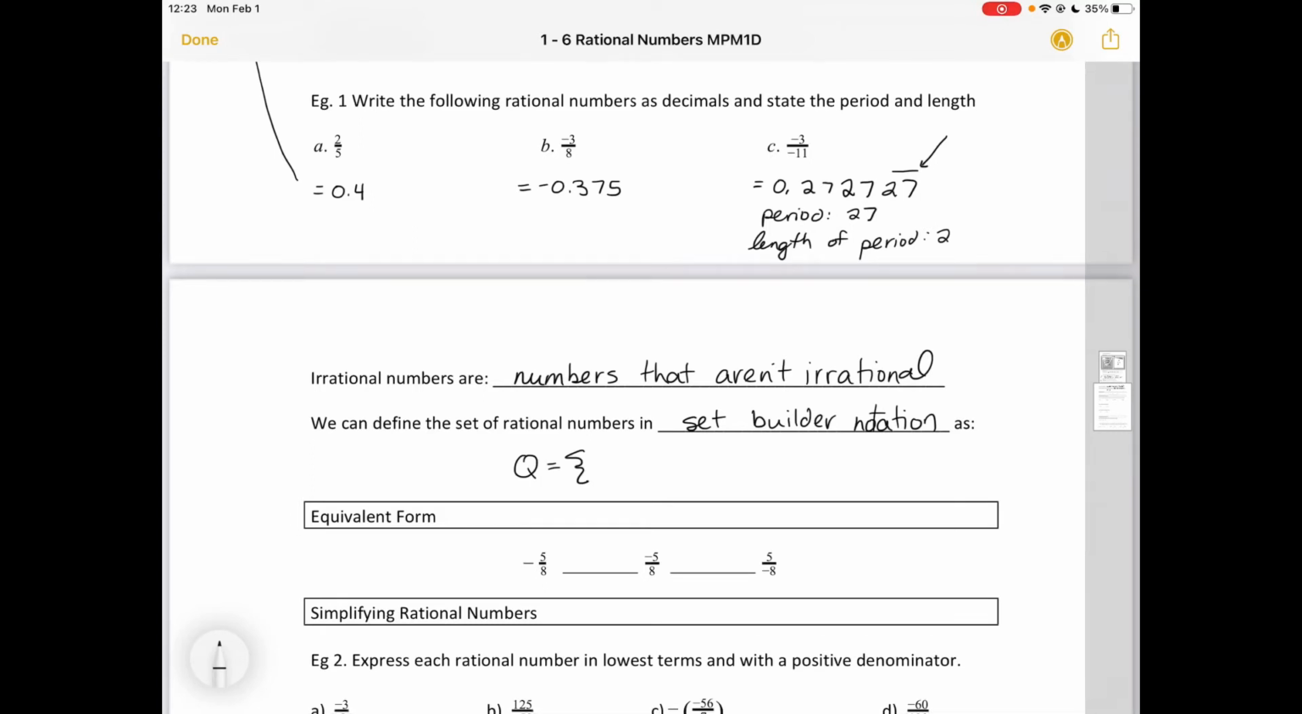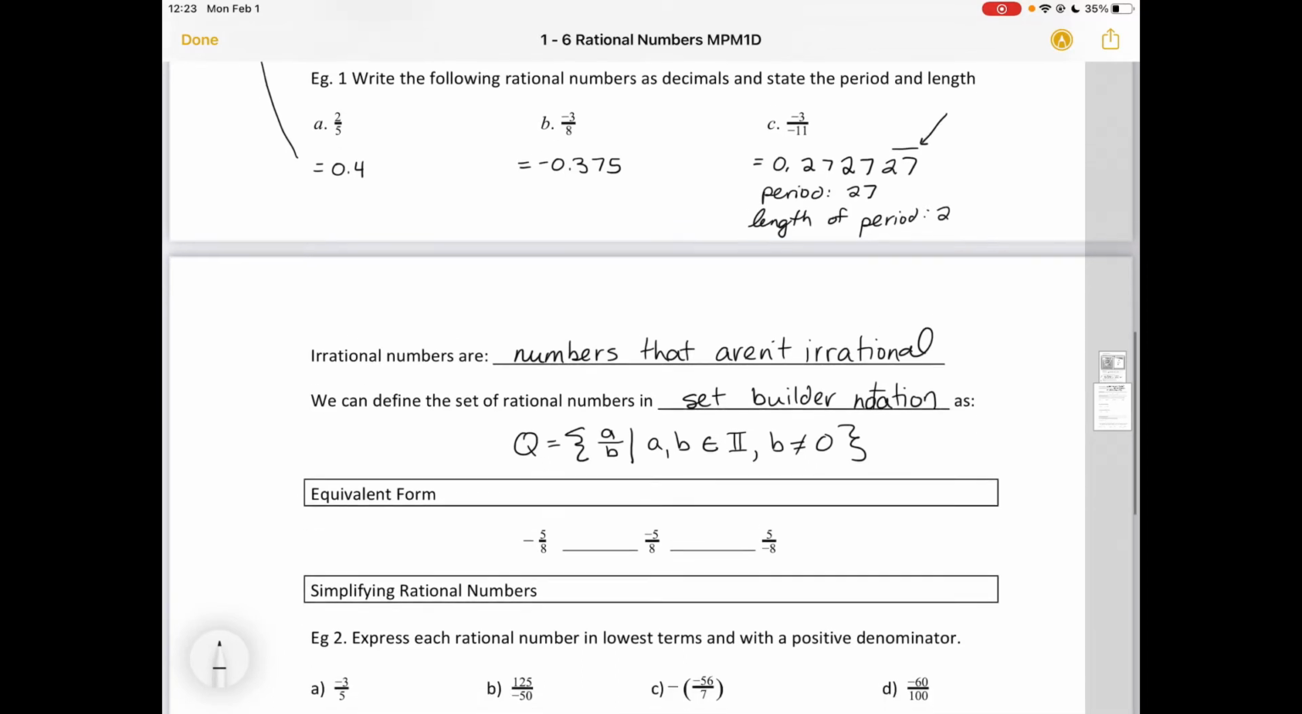We can define the set of rational numbers in set builder notation as Q, so our sign for rational numbers, is equal to A over B such that A and B are elements of our integer number set and B is not equal to 0. So what that means is Q is a ratio of one number to another number. Those numbers have to be integers and our bottom number can't be 0.